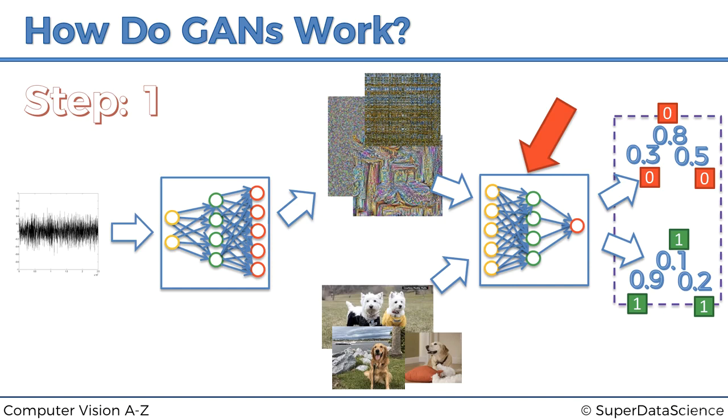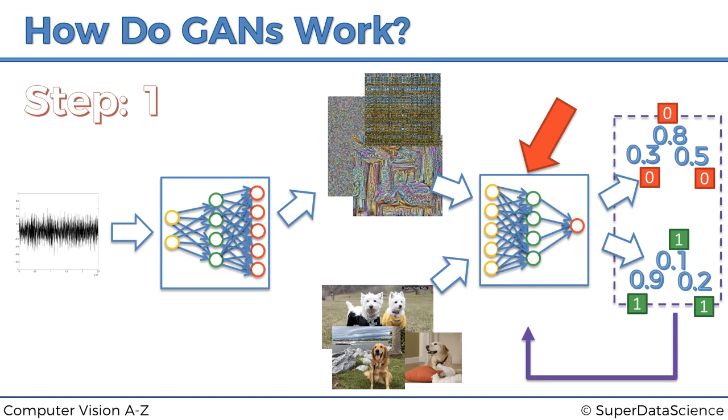So what's going to happen is the error is going to be calculated. Basically, in every single case, the values will be subtracted one from the other. So 0 minus 0.8, 0 minus 0.3, 0 minus 0.5, and 0.1 minus 1, and so on. All those will be subtracted. Then the cumulative error will be calculated and will be backpropagated through the network of the discriminator.